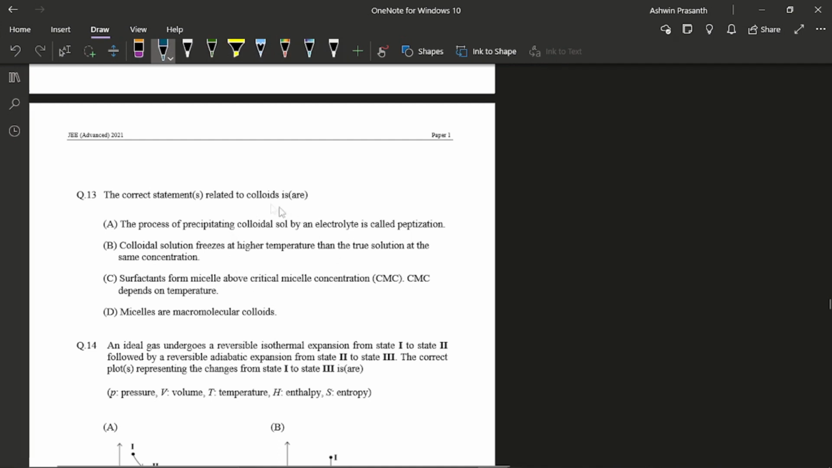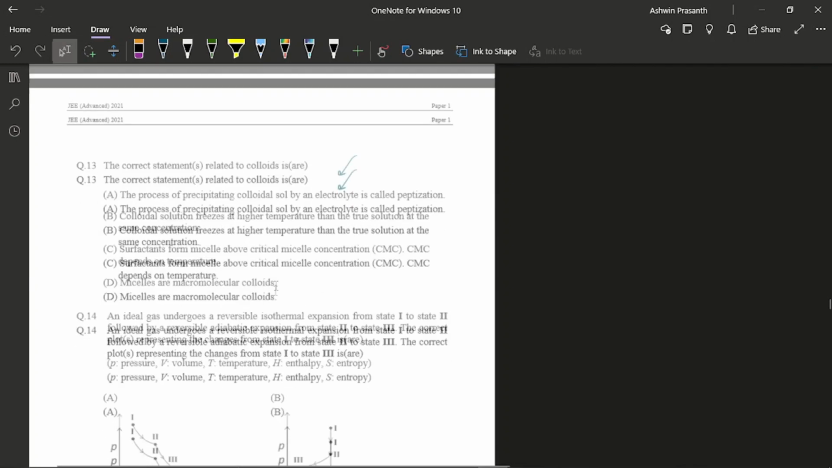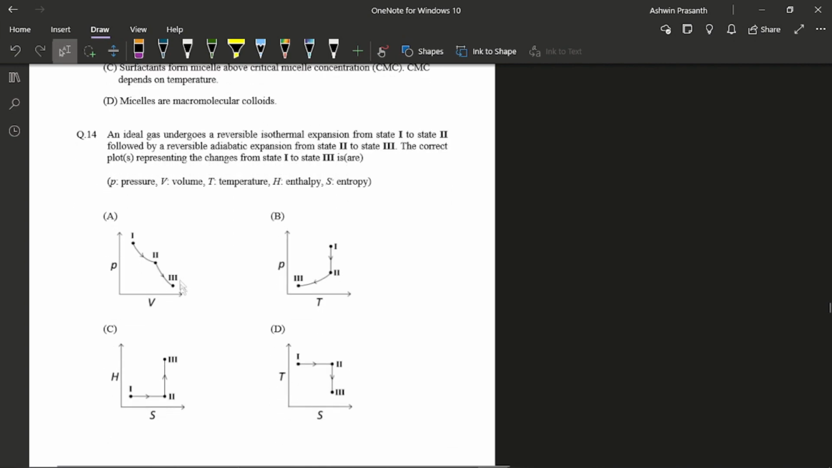And normally in all the mock tests, I used to get questions in surface chemistry wrong. So based on that experience, I left this for the end. And this one was the next question here.